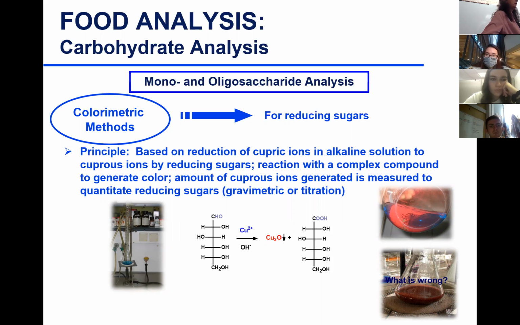Think about when you're preparing your sample. What could you have done that caused this very dark color? You go, oh, I need to change something. It's not a trick question. Pretty simple.